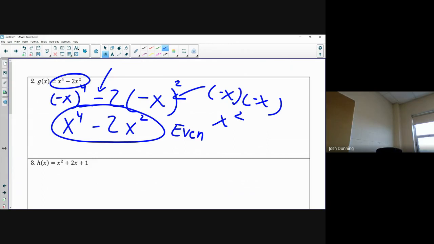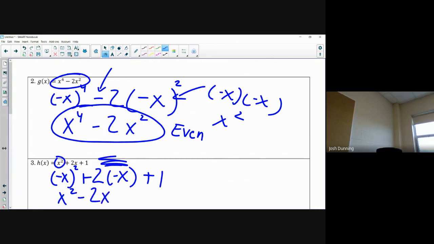Number 3, same idea. Here's a neither. The first negative x squared switches to positive, so it's the same as the original. But look what happens here. 2 times negative x switches back. The whole thing is not the same. The whole thing is not opposite. X squared plus 1 stayed the same. The 2 in the middle changed signs. If you have a mix, it's neither.